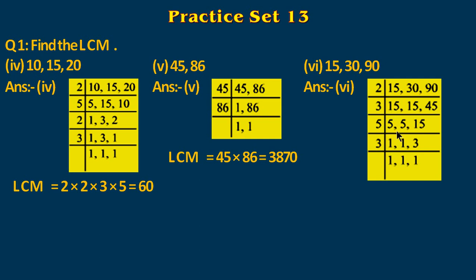Then you have 2 5s over there. 5 1s are 5, 3 5s are 15. And then in the next line only 3 is there. 3 1s are 3. Again we have got the end of the sum as 1. So now the LCM can be 2 into 3 into 5 into 3. So LCM is now 2 3s are 6, 6 3s are 18, 18 5s are 90.